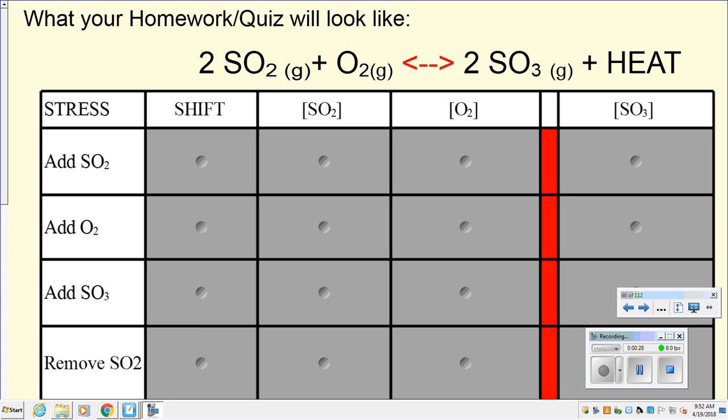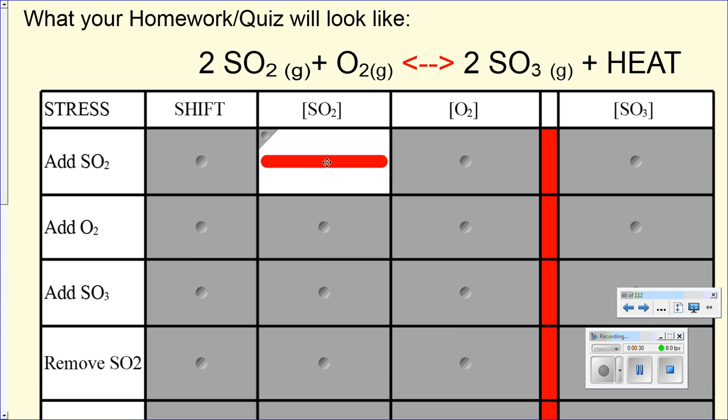When we talk about changing something like where we add SO2, you will not have to answer that on the quiz, so that'll be blanked out. Where we add O2, same thing. Where we're adding SO3. So when you're talking about a particular reactant or product, you're not going to talk about the effect of concentration there, or what happens if it increases or decreases, because you are altering that.